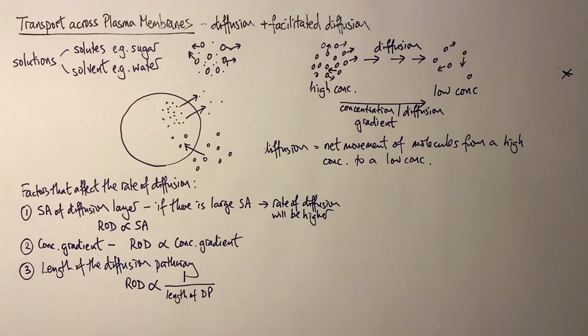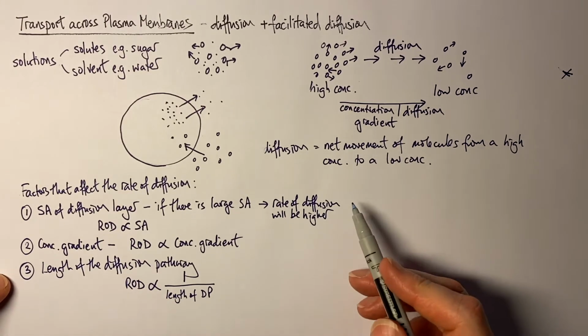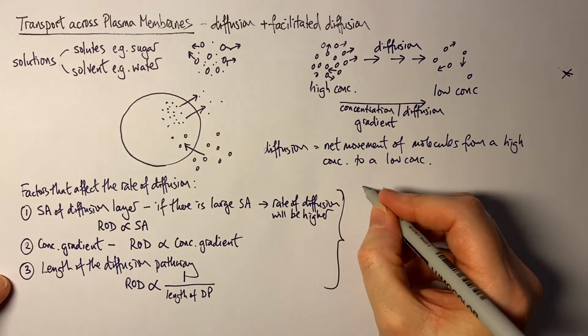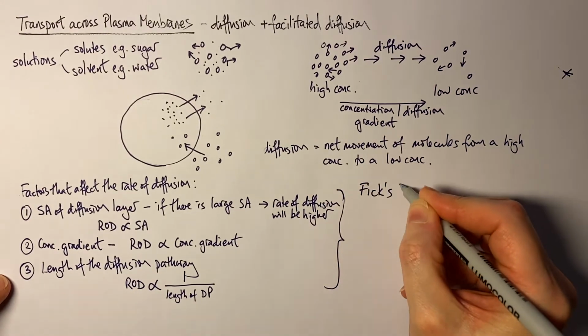There are other factors that will affect how quickly substances can move across the membrane. So for example, we talked previously about some proteins that form little channels or carriers that allow substances to pass through the membranes. So if a membrane's got a lot of these in them, then that will also increase the rate of diffusion. But we're really interested in these 3 factors. And these 3 factors can be combined together into something called Fick's law.